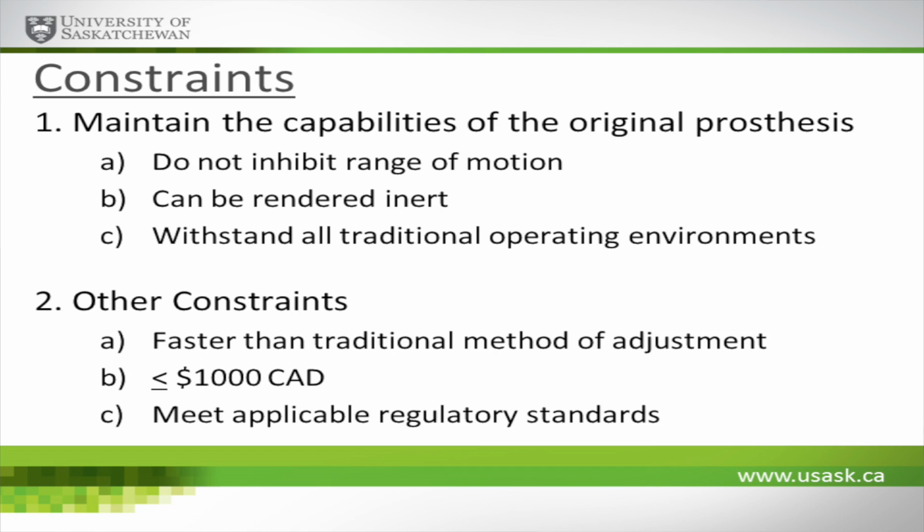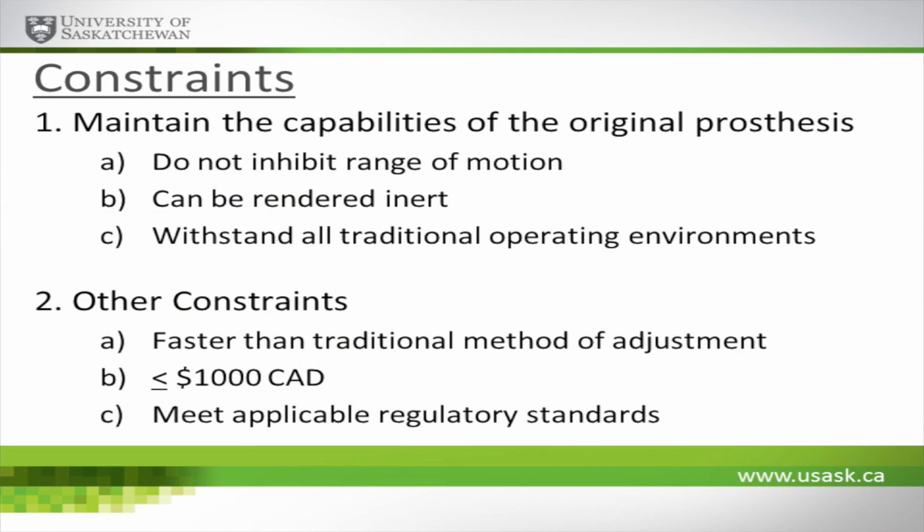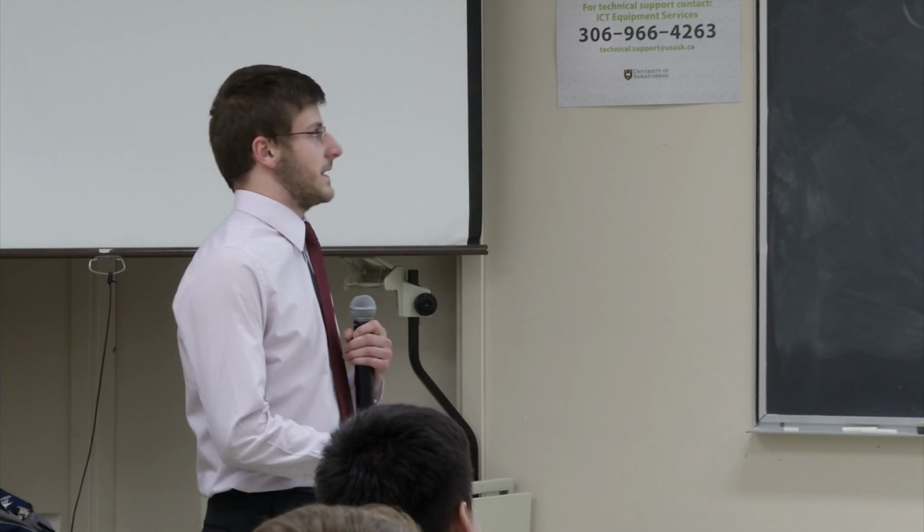Finally, the constraints. So the main constraint is that prostheses users actually love these a lot right now. They're very common, they're very robust, they're very reliable. So I wanted to maintain all the original capabilities of the prostheses, such that if you don't want to use my system or you want to remove my system for a period of time, your prosthesis would function just like it did before. The other constraints were essentially mostly financial constraints, meeting the health and safety standards, and just being faster and better than the traditional method of adjustment, which is essentially adding or removing elastic bands.